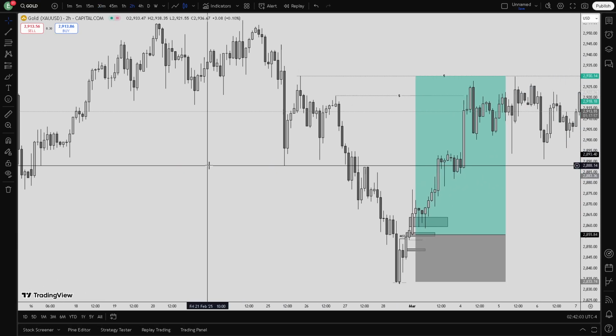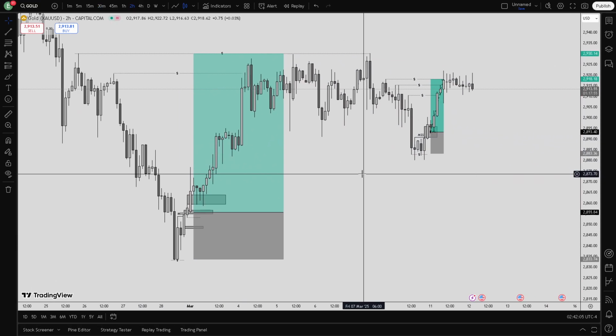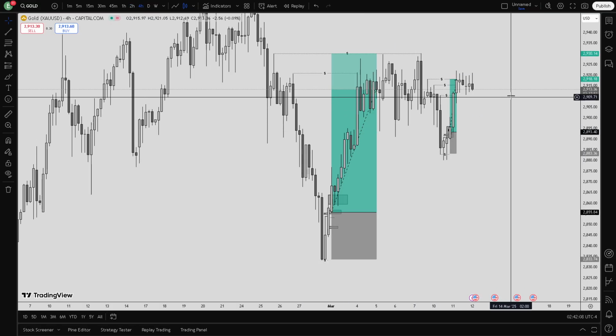So this is how you can catch some trades using liquidity sweep.